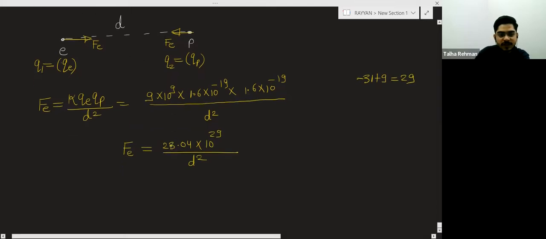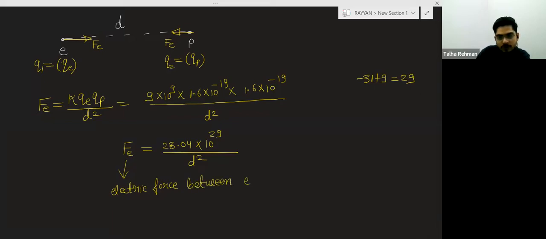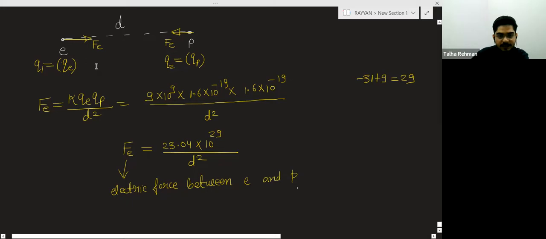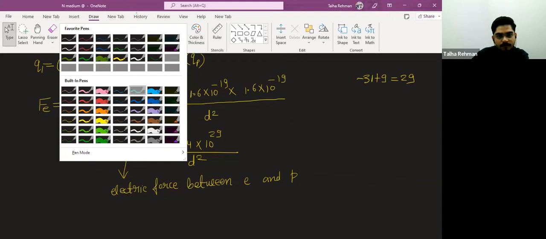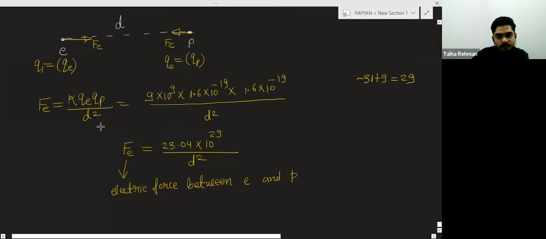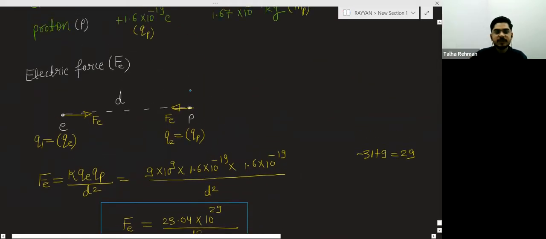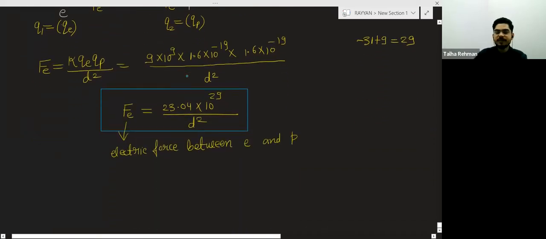So basically this will be the electric force between electron and proton. Now we will calculate the gravitational force on the electron and the proton, and then we will compare which force will be greater.